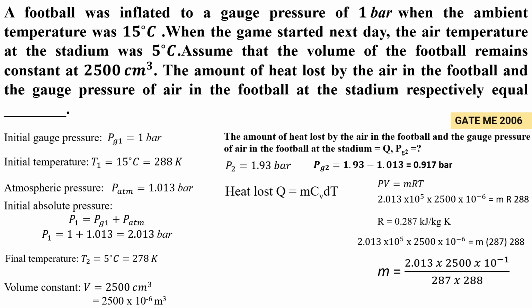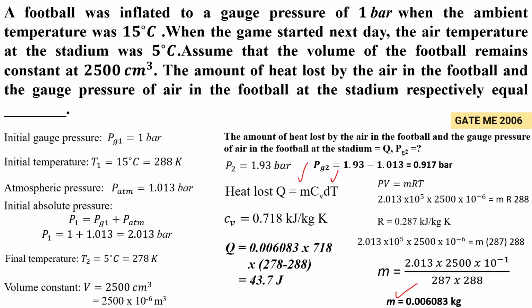So from this equation, mass equals 0.006083. So we know the mass value. Then we have to go for the heat loss equation. The m value we know, and dT, the final temperature minus initial temperature, we know, and the Cv value. We should remember the Cv value for air, which is 718 joule per kg Kelvin. So substitute all the values. Then Q equals mass 0.006083 into Cv 718 into dT, the temperature difference.